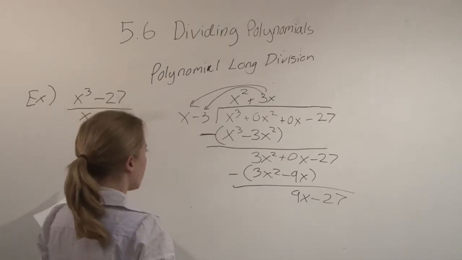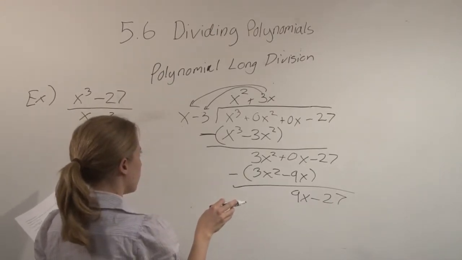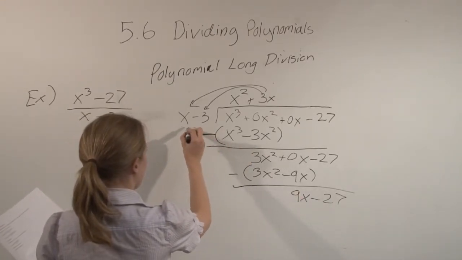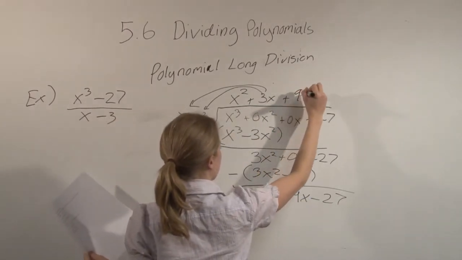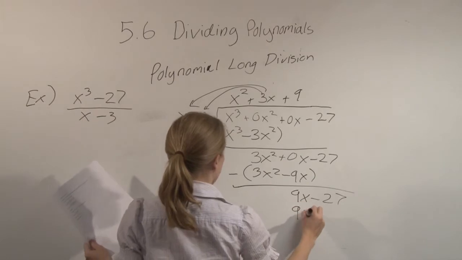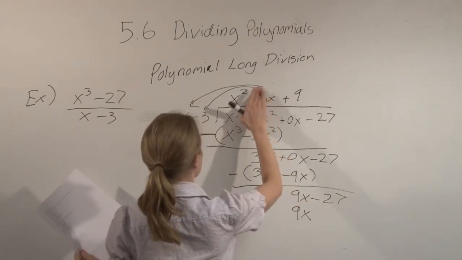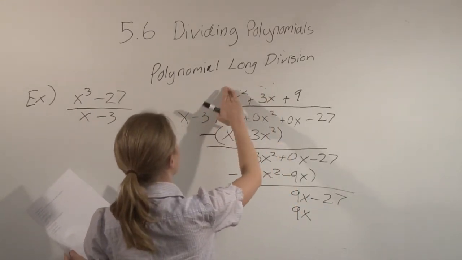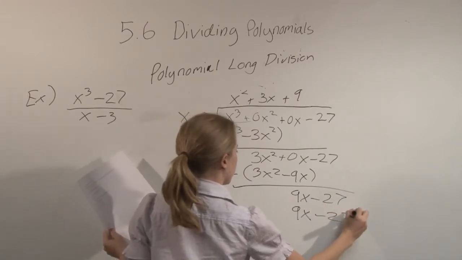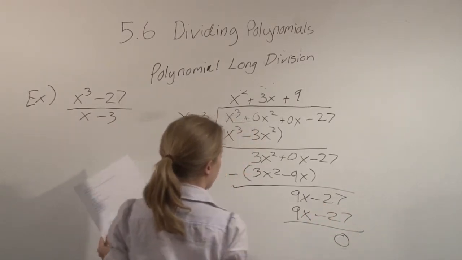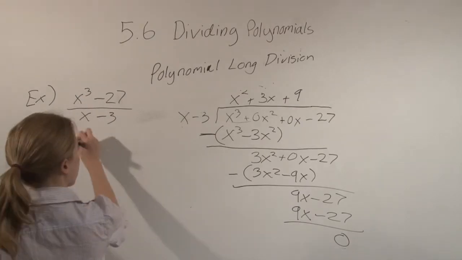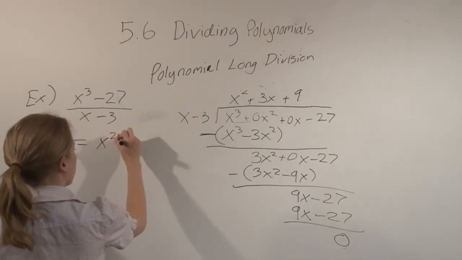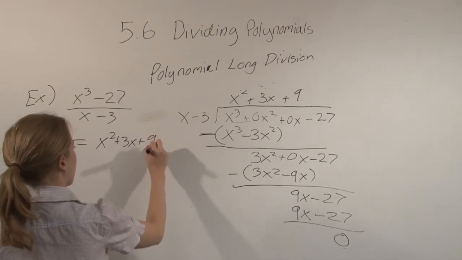And then I need to multiply this x by something that will give me 9x. So that's going to be plus 9. I'm going to get 9x minus 27. That's going to leave me with a 0, so I don't have a remainder again. So my answer is x squared plus 3x plus 9.